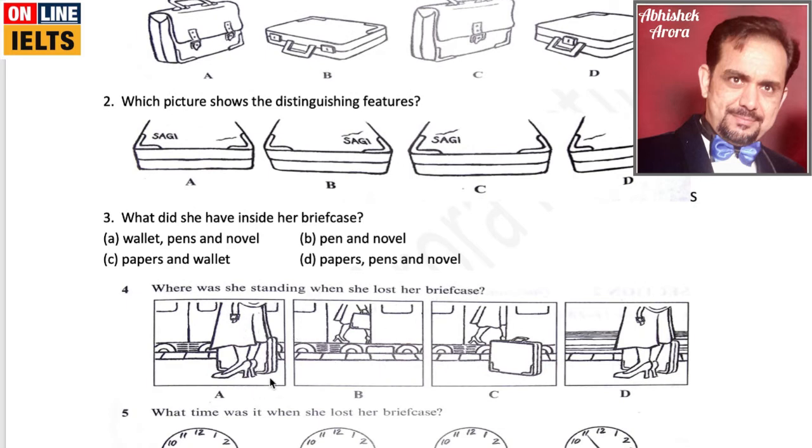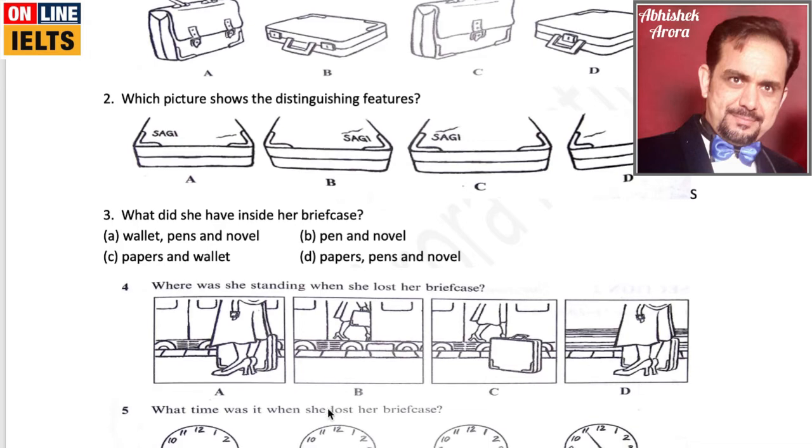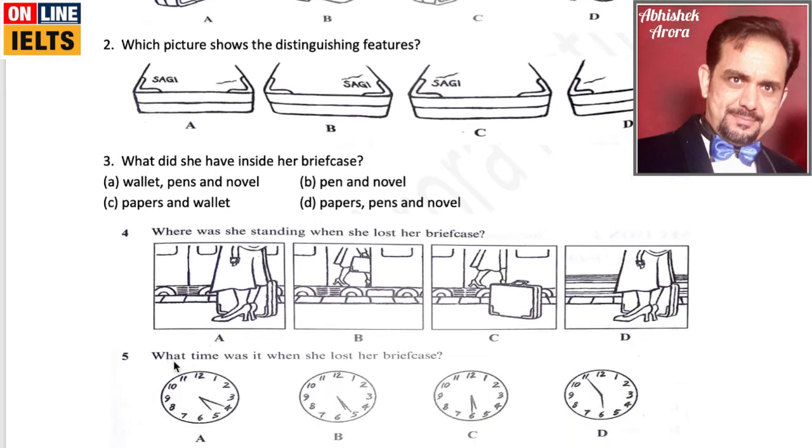There, the briefcase is beside her. She's getting into the train. She got into the train but forgot her briefcase here on the platform, or the briefcase is beside her. Then the 5th question is about time. What time was it when she lost her briefcase? So there are 4 options, and the options are very close. This is 5:20, 5:25, 5:30, and 5 minutes to 6.